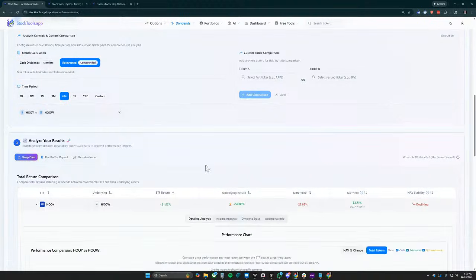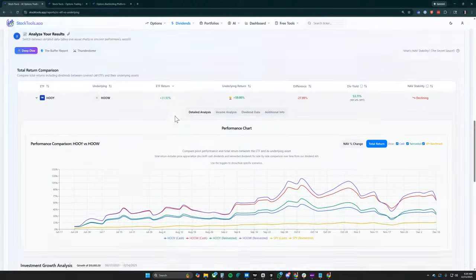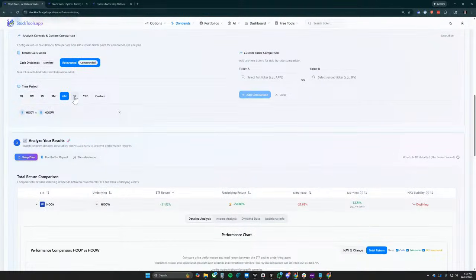So this is over the last 6 months. We can see HOOW is greatly outperforming. So the default is 6 months? No, I just clicked 6 months. It's at the top. You can just click whatever, and I can even put it into a date.